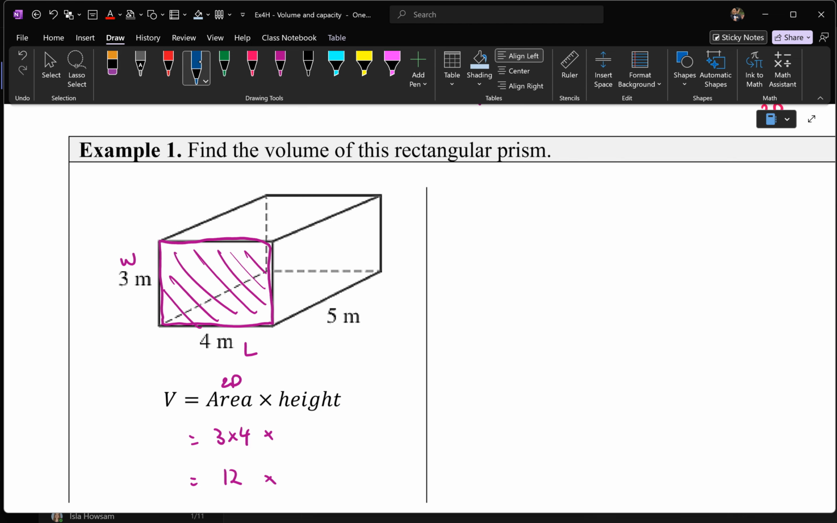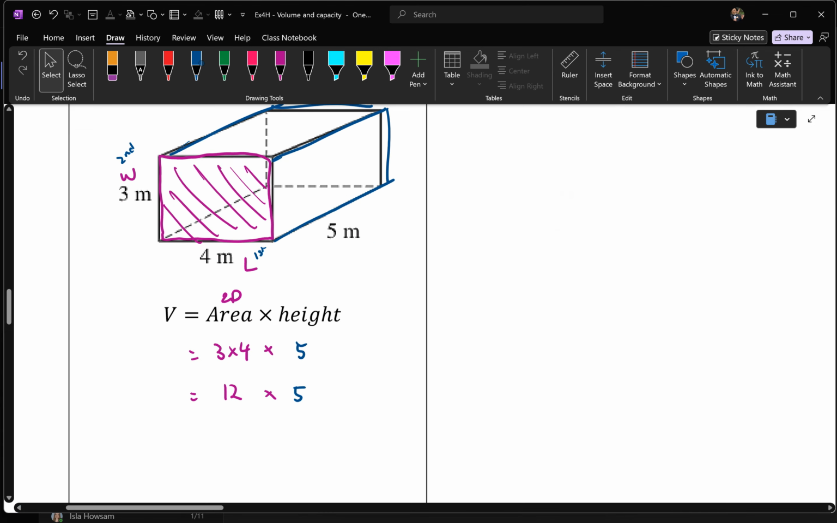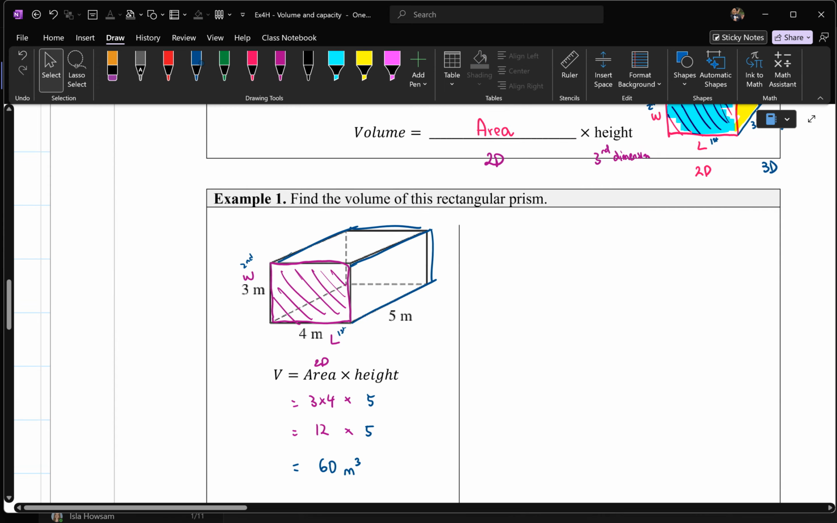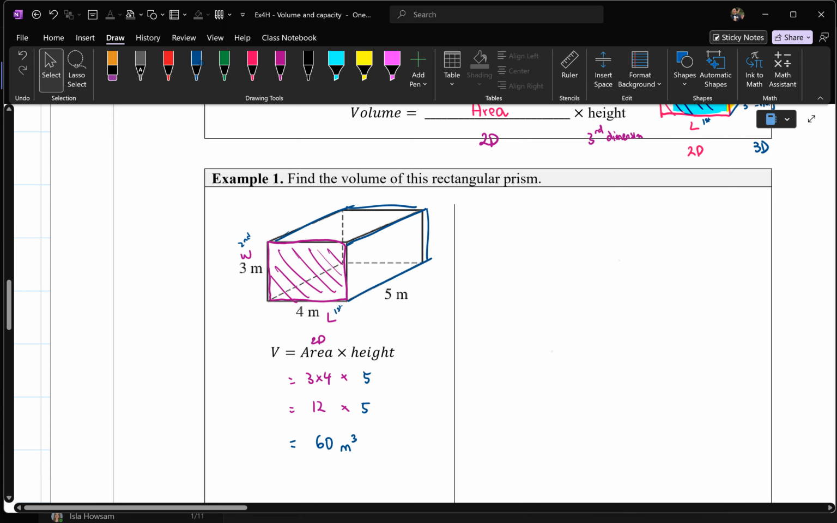Where's my third dimension? Hopefully you can see this is the third dimension, because length was the first dimension, width was the second dimension, and the third dimension is this part here, that's the 5. That's what makes it a 3D shape. So that's why you times it by 5, and that gives you 60 cubic meters. And that's the volume.